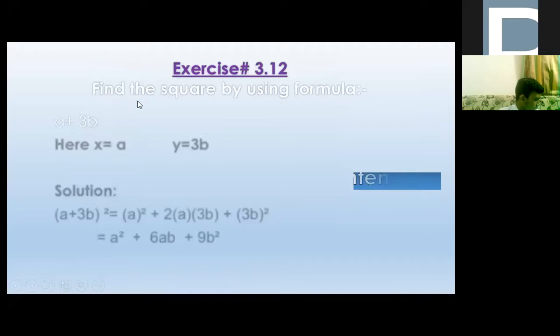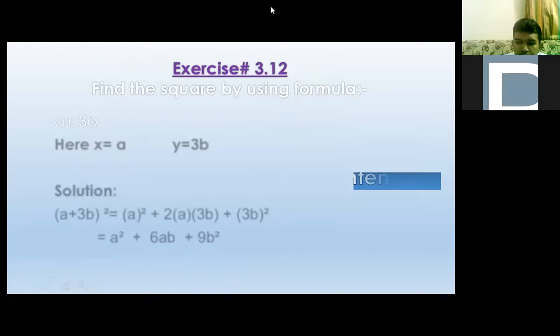Students, here exercise 3.12 is there. First I am going to explain this question, okay? Then after explanation I will show you one question on the screen and I will ask you to raise your hand and then you have to give me the response. Okay, so let's start.